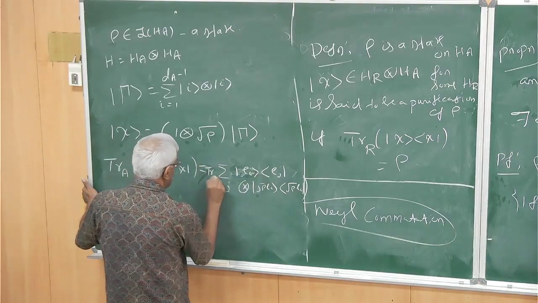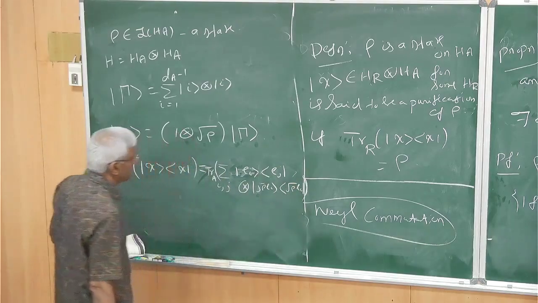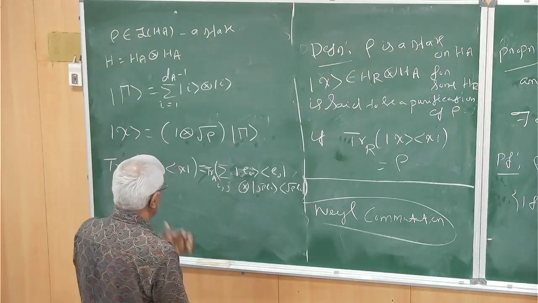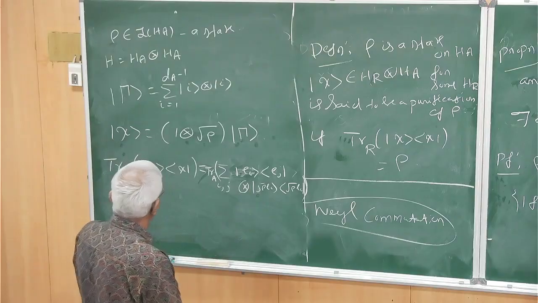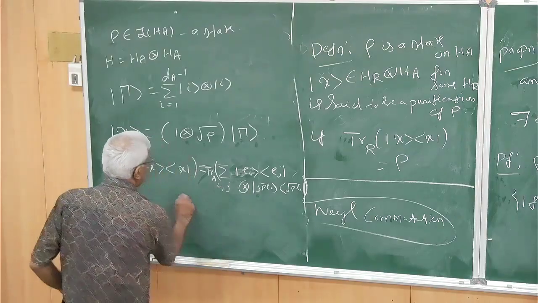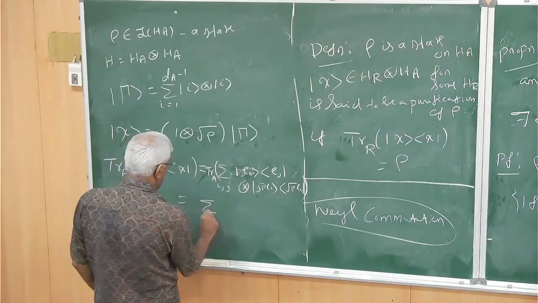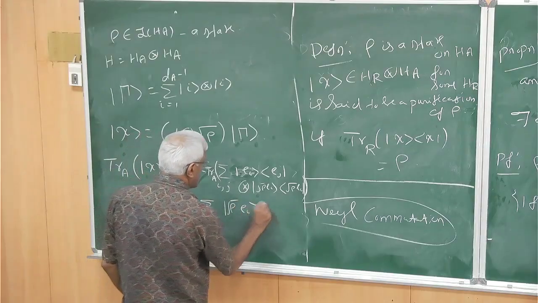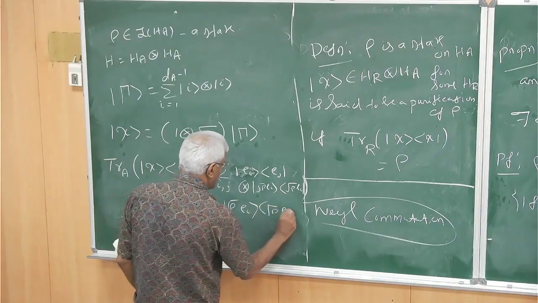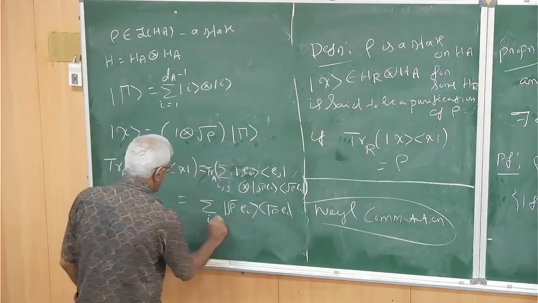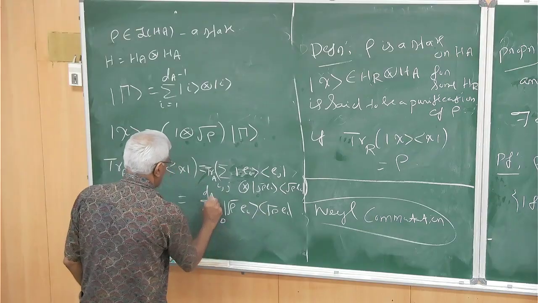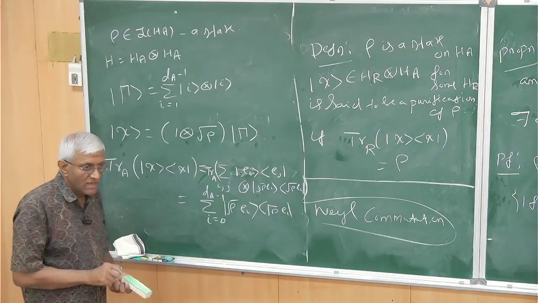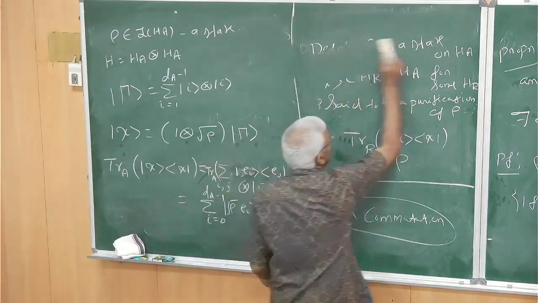So you have the trace over A of this. You want to take the first trace. Now what do we want to say? We take the first trace of that. Then we just get the summation over i of square root of rho e_i, square root of rho e_i, i equal to 0 to d_A minus 1. Is it clear? This is rho. We will verify that.